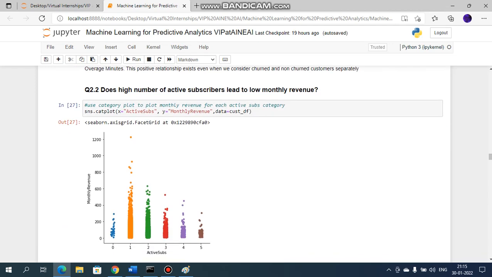We use a category plot to answer this next question. We can see that when the active subscribers is 1, the monthly revenue tends to be the highest, and as the number of active subscribers increases, the monthly revenue tends to decrease.